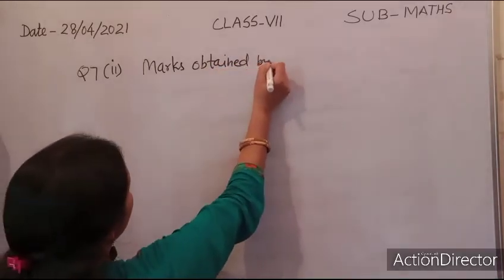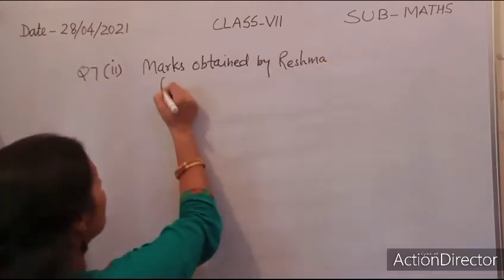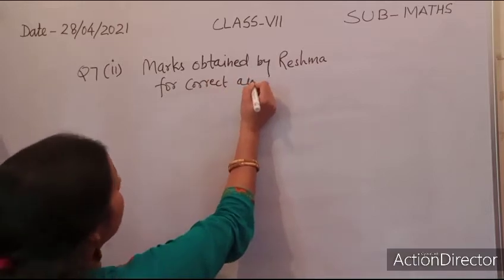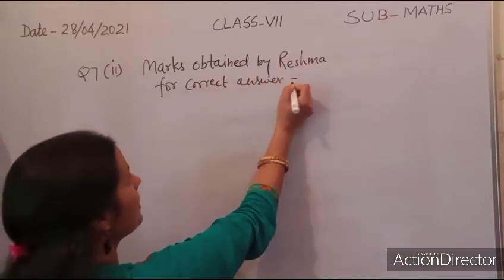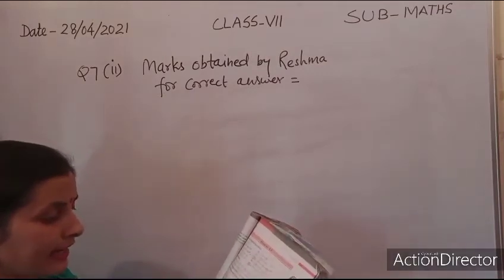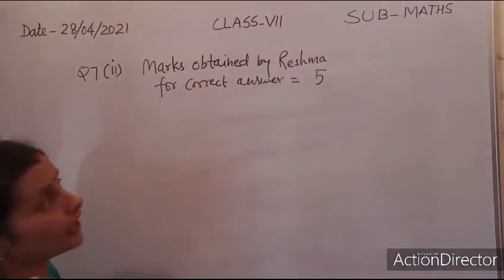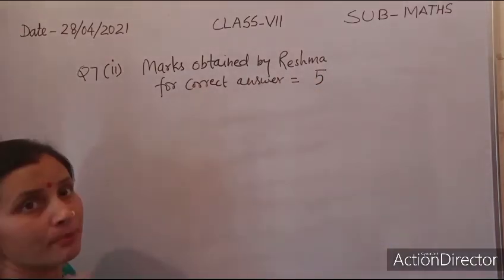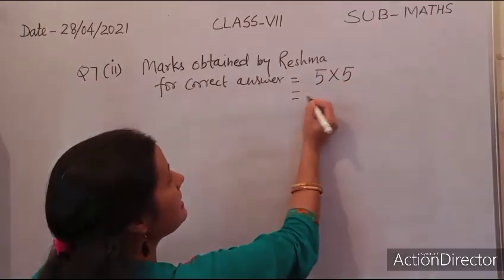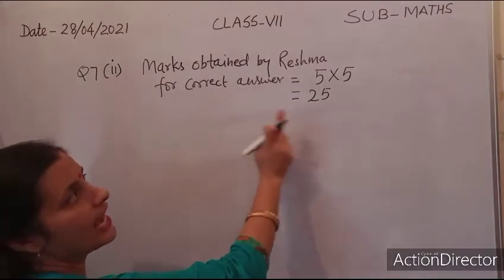Same process, we will write: marks obtained by Reshma for correct answers or correct questions. How many questions has she done correctly? 5 questions. For each question, the child gets 5 marks. For 5 questions, 5 into 5. This is the score of Reshma for the correct answers she has done.